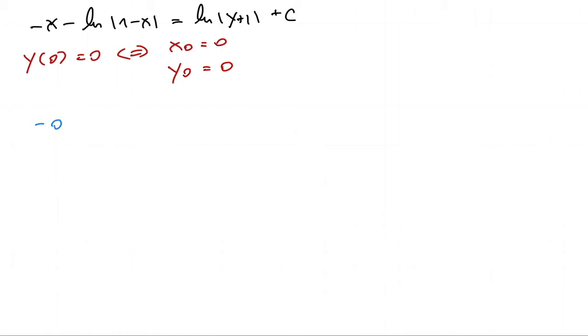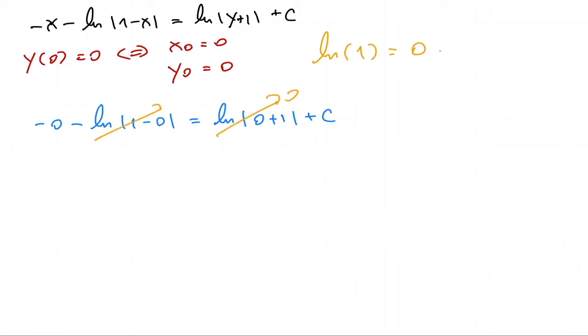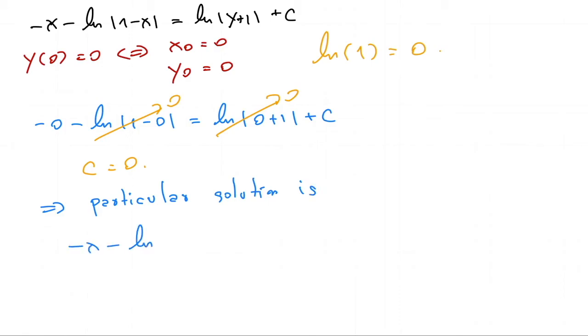So I get minus 0 minus log of 1 minus 0 equals log of 0 plus 1 plus c. But log of 1 is always 0. So this is 0. This is 0. So you get that c is actually 0. Make sense? So your particular solution is minus x minus log of 1 minus x equals log of y plus 1, because c is 0.